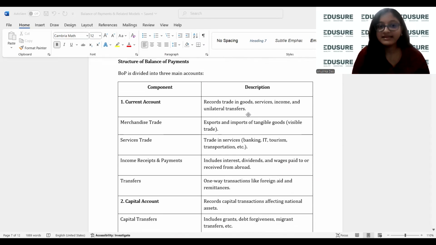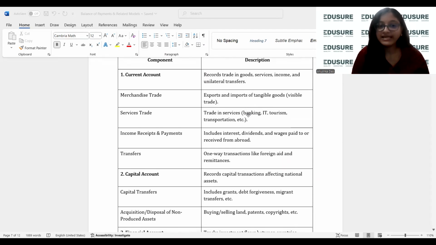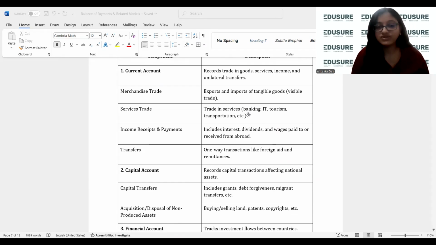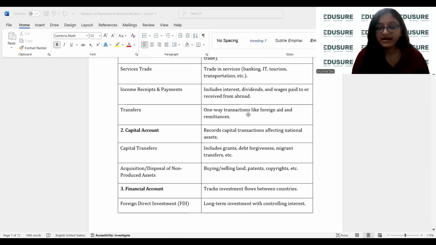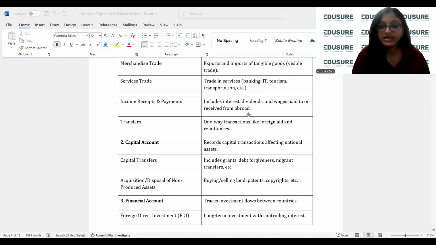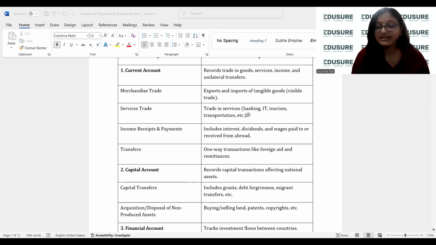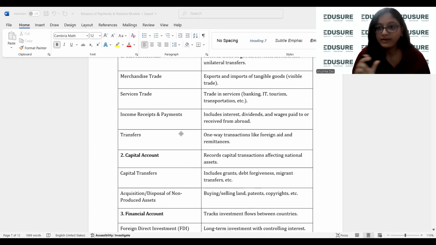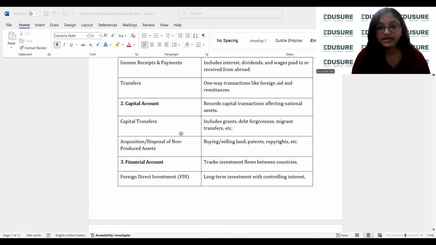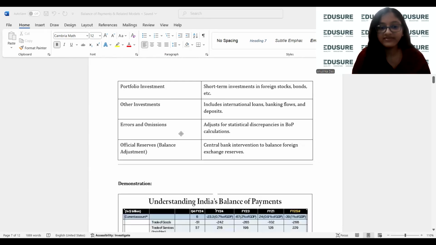Then we have discussed in detail the structure of balance of payment, where we have gone into three different accounts. In any balance of payment, you will find three different accounts. One is the current account, one is the capital account, and another one is the financial account. We have discussed each of them, and then we have gone into the sub-components. Each of these three broad accounts has different sub-components. We have discussed that, and we have also seen what are the components which fall into each of these sub-components, right? So this is the first thing that we have done.